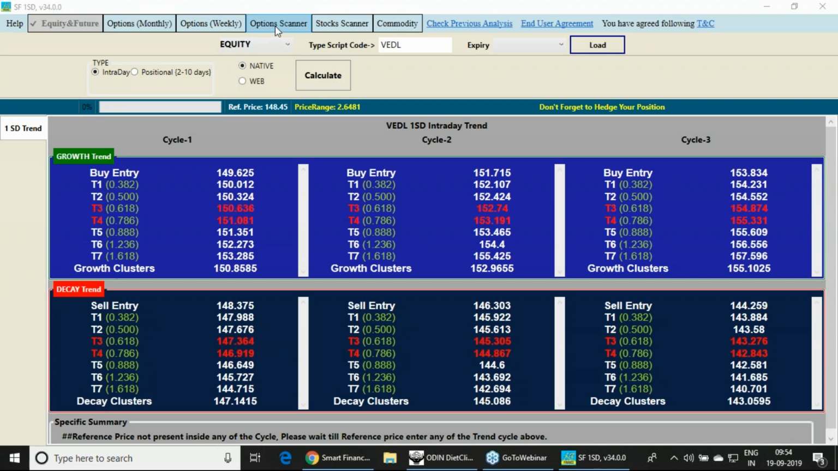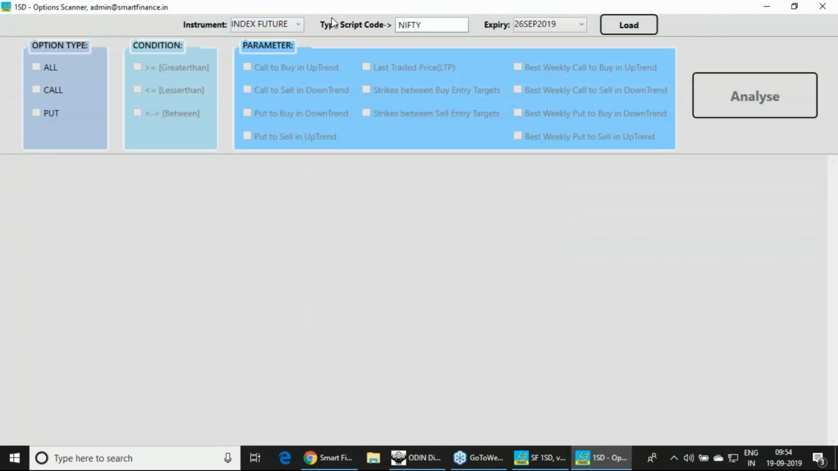Now go for the option scanner. This is one of the best tools to do intraday options. So I am just loading the data. Index future, all data I am going to load. All option data is going to be loaded.